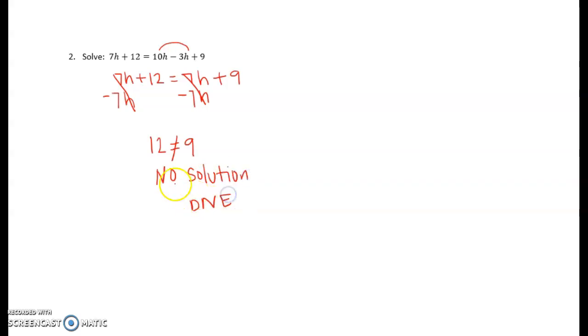So on this problem, just make sure when you subtract the 7h's, they're completely gone. There is no 0h left. There's no h left. The h's are completely gone.